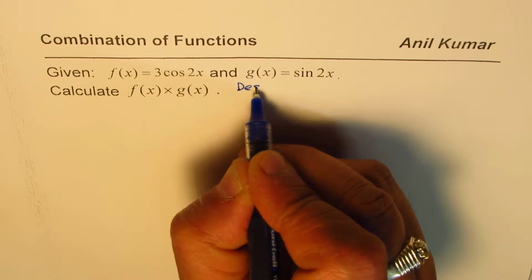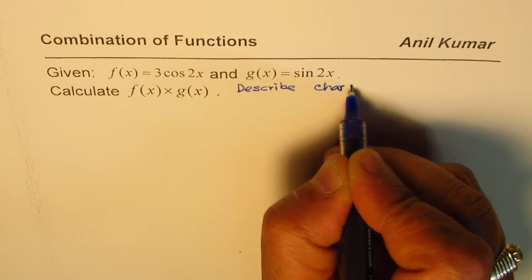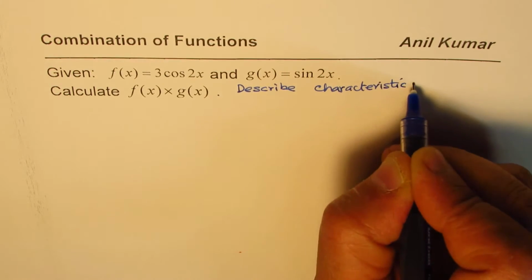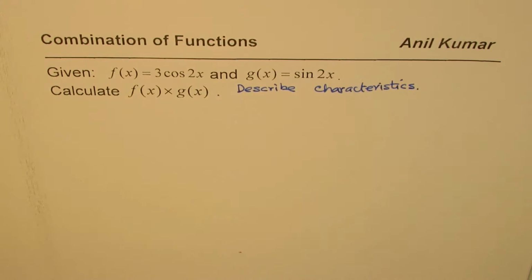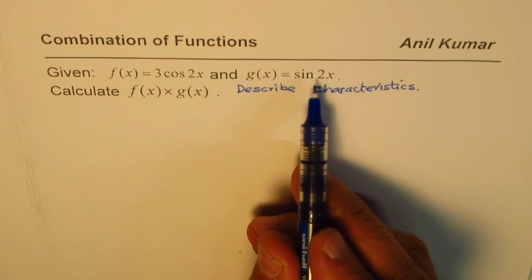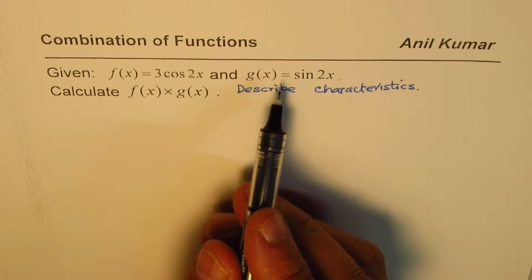describe characteristics. Especially for the pre-calculus students or IB students, that could be a very important part. Describe characteristics, for example, end behavior, intervals of increase or decrease, x and y intercepts, domain, range, and so on, right? Okay, in this exercise, we'll actually do the product of these two, right?